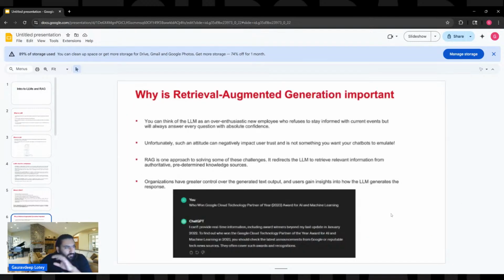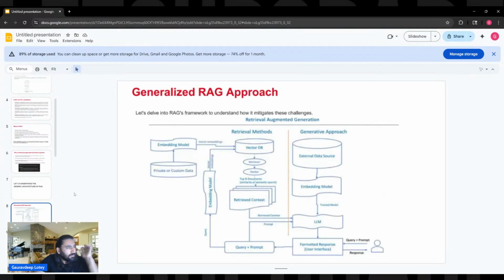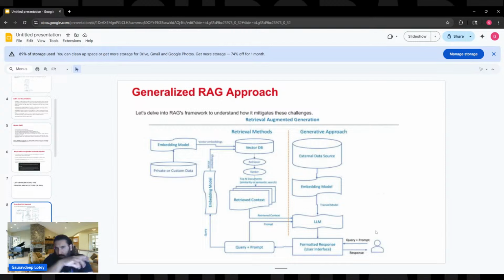Now, we can skip this slide. I think I have talked about this slide, why RAG is important. I've explained that part. Now, let us understand the generic architecture of the RAG module, right? So it is right in front of your screen. All right. So from the bottom right, we will understand.